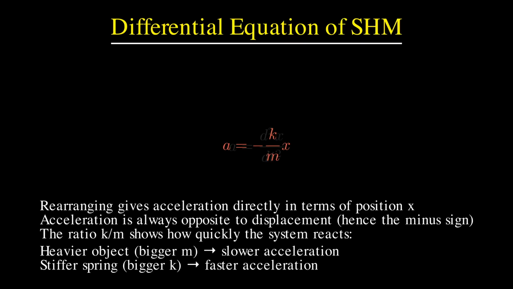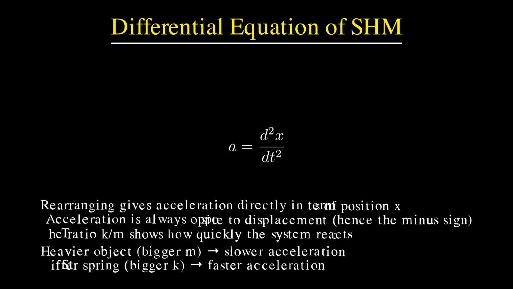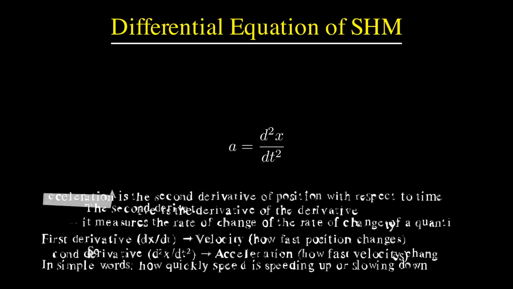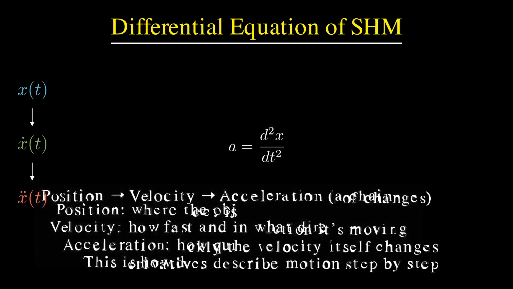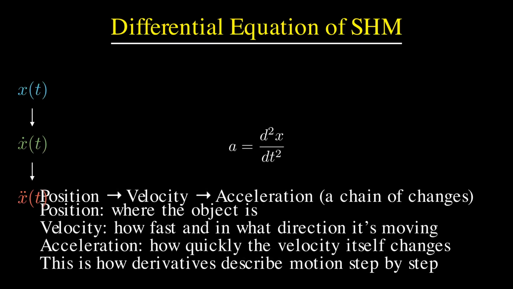The ratio k over m shows how quickly the system reacts. A heavier object means slower acceleration. A stiffer spring means faster acceleration. Acceleration is the second derivative of position with respect to time. The second derivative measures how quickly the velocity itself changes. The first derivative gives velocity. The second derivative gives acceleration. In simple words, how quickly speed is speeding up or slowing down. Position, velocity, acceleration, a chain of changes.